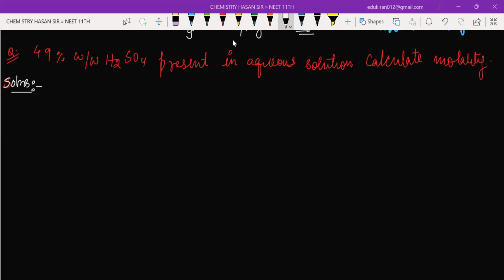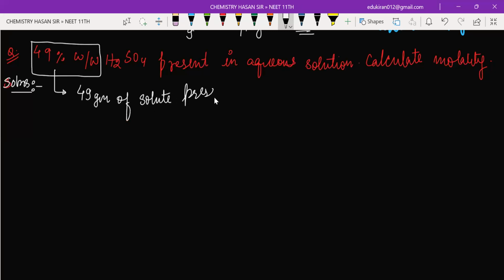Okay, I'm going to solve this. See, 49% weight by weight, what does this mean? This means basically 49 gram of solute present in 100 gram of solution. Now we need to calculate molality.